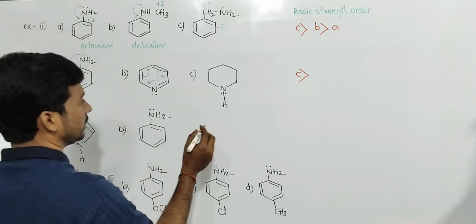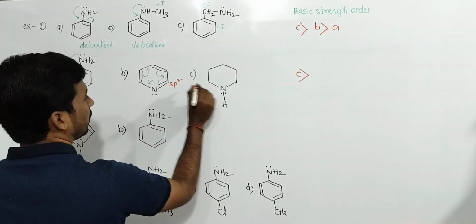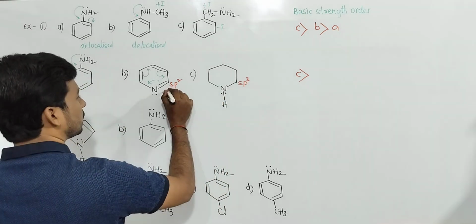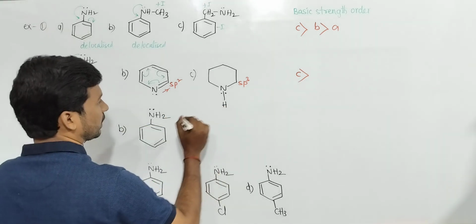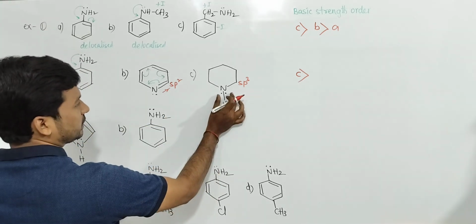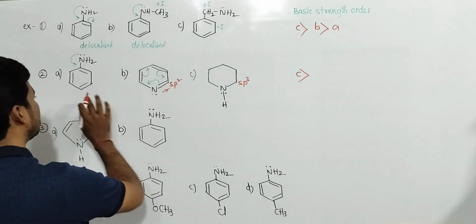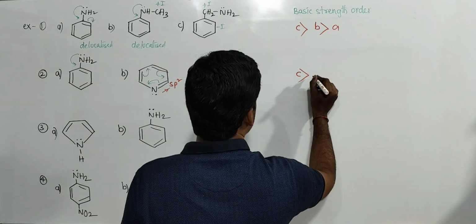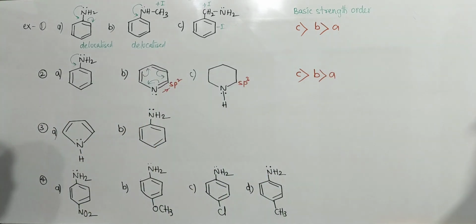Otherwise, if you see, this carbon is sp2 carbon and this carbon is sp3 carbon. sp2 carbon pulls electrons towards itself when compared to sp3. That's why this is very free. Here sp2 carbon is pulling some electron towards itself. So this lone pair is completely involved in delocalization. Therefore, B is a stronger base than A here.